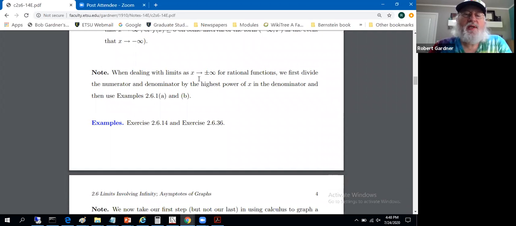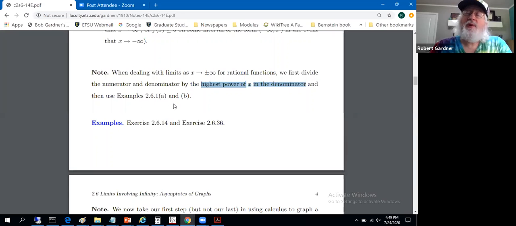All right, when we're dealing with limits as x approaches plus or minus infinity for rational functions, and we'll probably have more examples related to rational functions than other functions, but we'll have examples related to other functions as well. But if we have a rational function or something that's kind of related to one, we'll first divide the numerator and denominator by the highest power of x in the denominator. Highest power of x in the denominator. And then we'll use the 2 things we know.